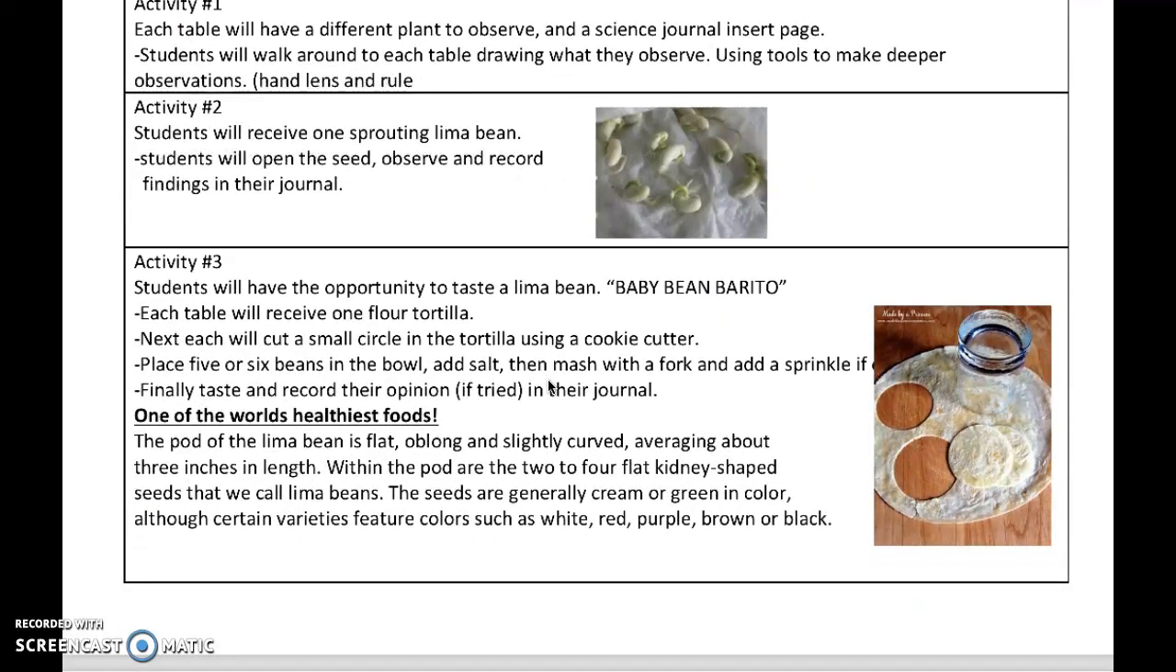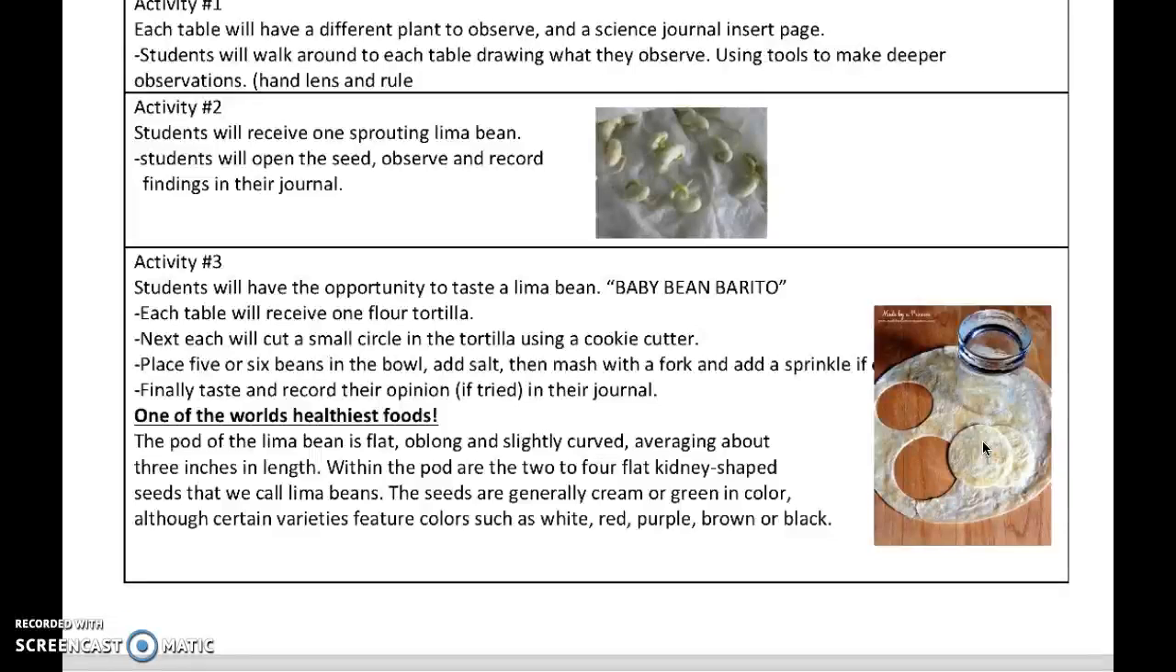The third activity is students will have the opportunity to taste a lima bean. So we're going to be making baby bean burritos. So each table will receive 1 flour tortilla, like this. They will have a cookie cutter, and each will cut out 1 small circle from the flour tortilla. Then they will get a small scoop of lima beans in a small bowl, and they will mash them with a fork, and they can spread the beans on their tortilla.